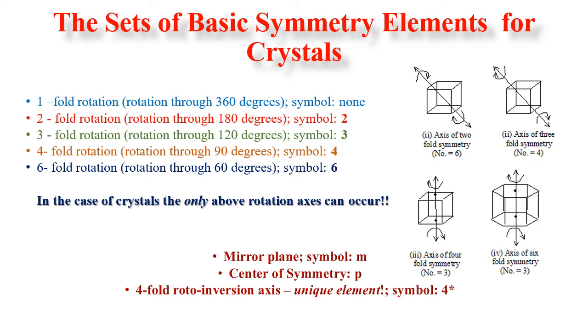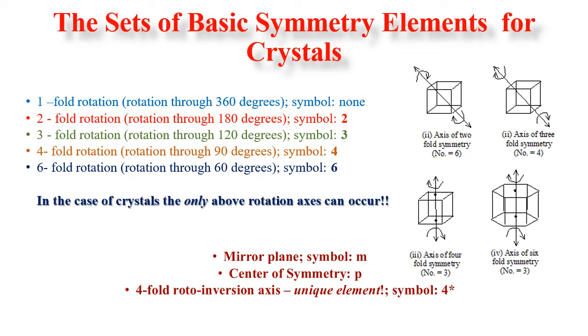If we have three-fold rotation, or if we rotate the object through 120 degrees and we get the same feature, or we rotate the object through 360 degrees and we get the same feature thrice, the symbol is given as 3. If we have 4-fold rotation, then the symbol is 4. If we have 6-fold rotation, or by rotating the object through 60 degrees we get the same feature, the symbol is 6. In the case of crystals, only 2, 3, 4 or 6 axes of rotation can occur.